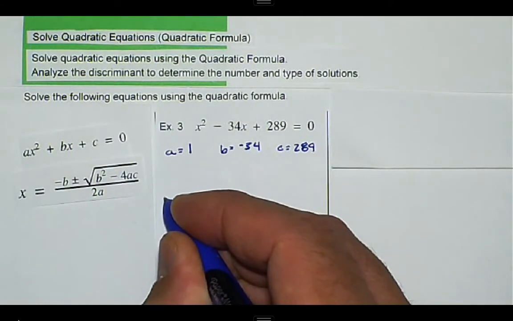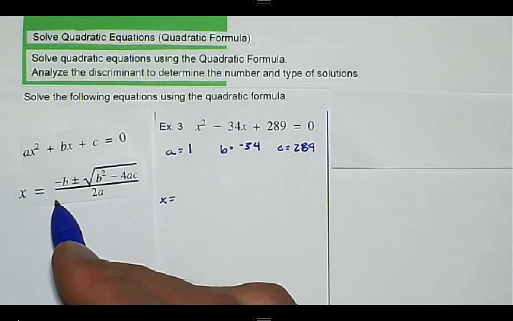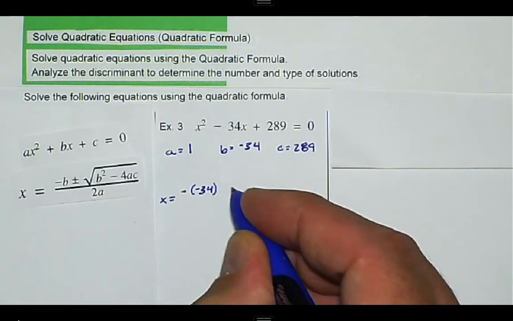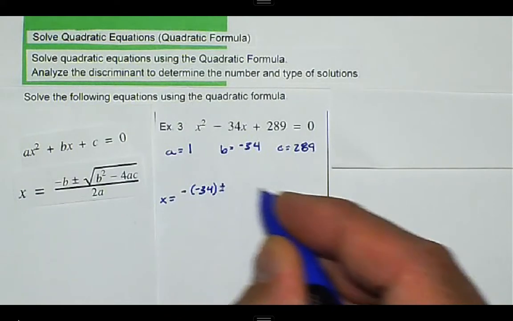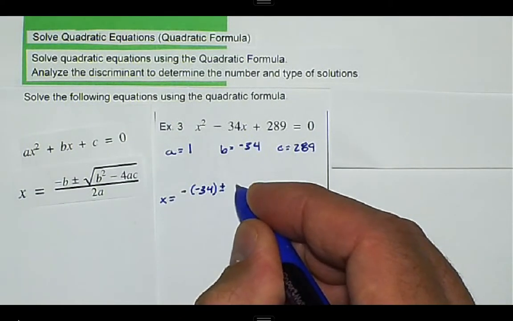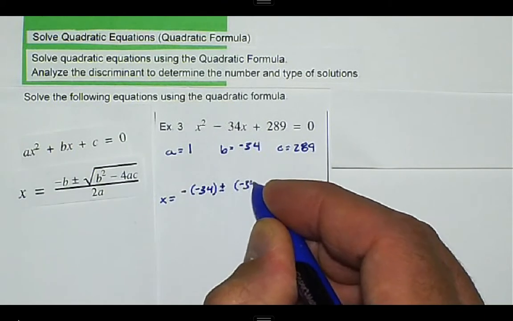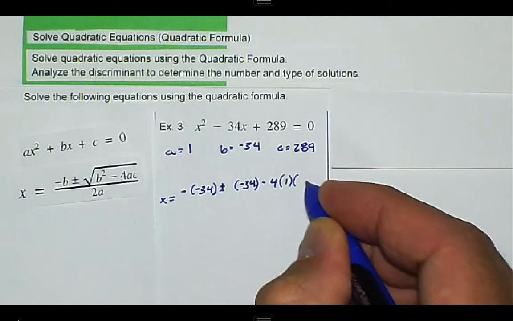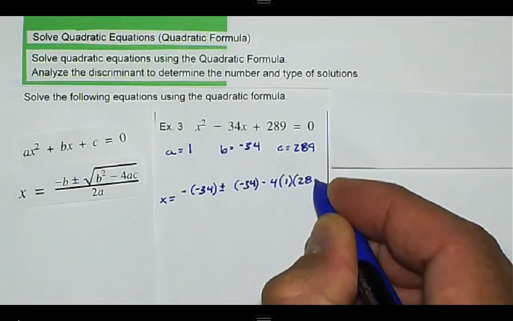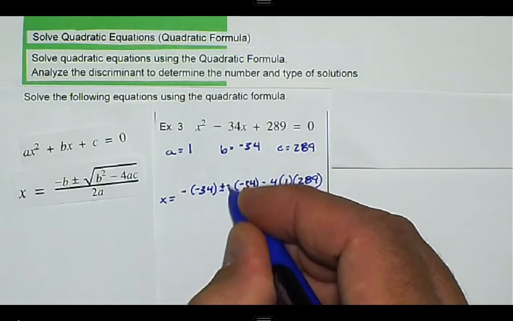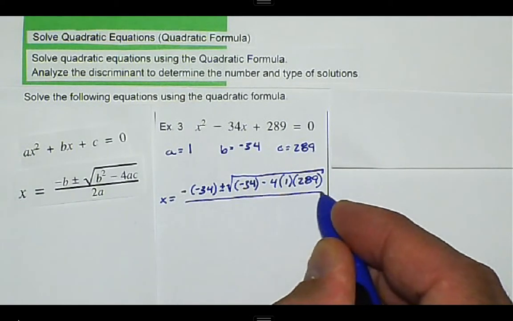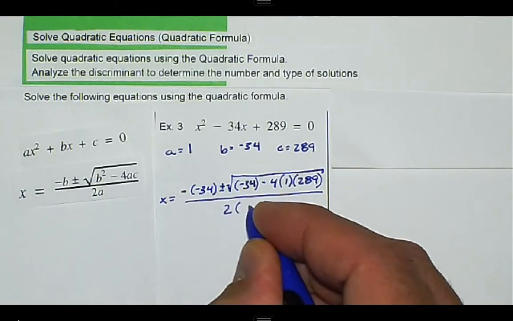So in this case, we get x is equal to negative b. So negative, then we use the parentheses for negative 34. And then we'll say plus or minus. Then we have b squared again, which is going to be negative 34 minus 4 times a times c, which is 289. And then we can take the square root of that for our discriminant. And then we're going to have 2, and our a value in this case is going to be 1.